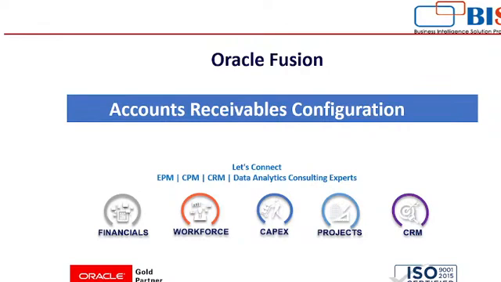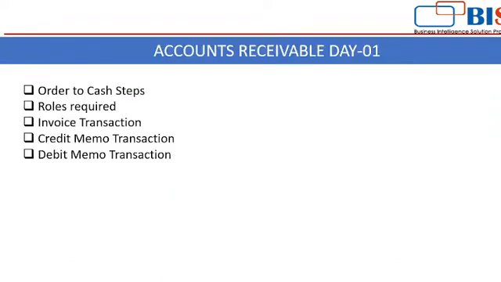So in our last session we discussed the basic setups of the AR module in the Oracle Fusion application, and these were the topics that we covered in the first session of this webinar series. We discussed order to cash steps, then the roles that are required by the user to perform tasks related to the account receivable module. Then we discussed how to create the standard invoice transaction in the application, and how to issue the credit memo and debit memo.